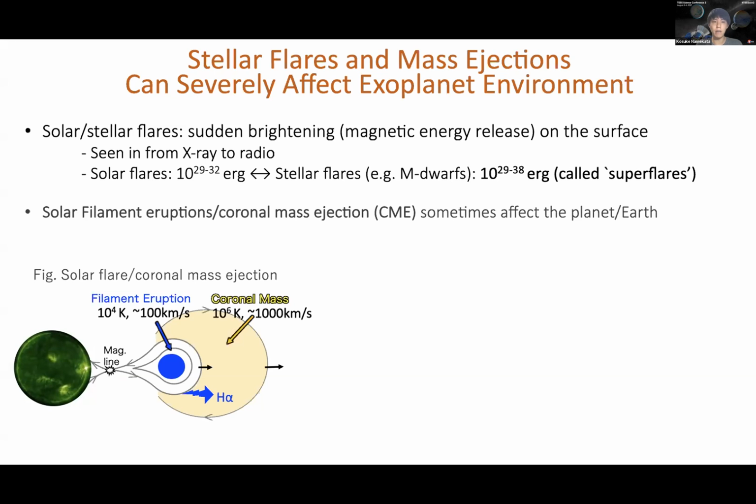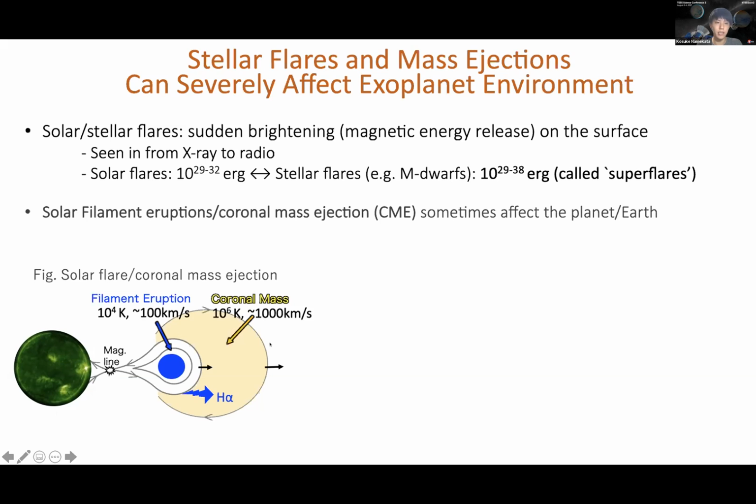Let me start with a basic introduction to solar and stellar flares. Solar and stellar flares are sudden brightenings on the solar and stellar surface, which can be seen from the X-ray to the radio wavebands. In the case of solar flares, the energy ranges from 10^29 to 10^32 erg. But in the case of stars such as M dwarfs, the stellar flare energy becomes up to 10^35 erg, which is called a superflare.